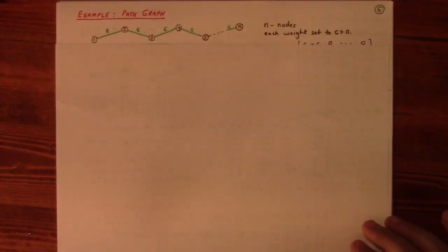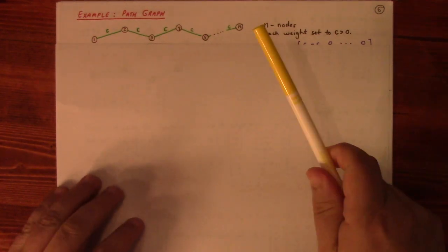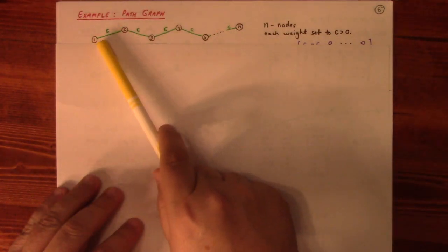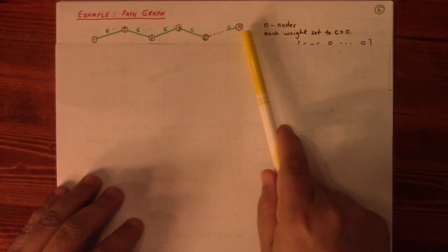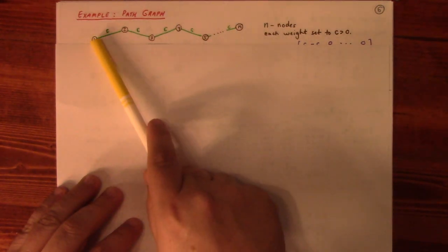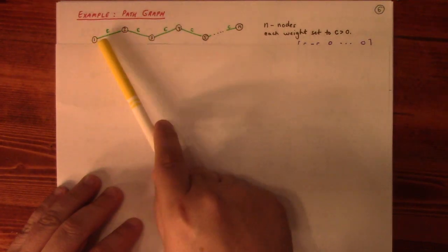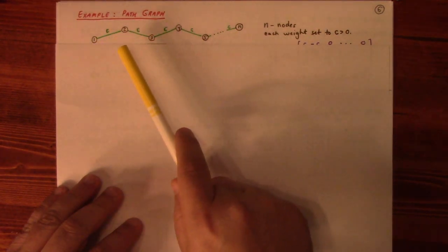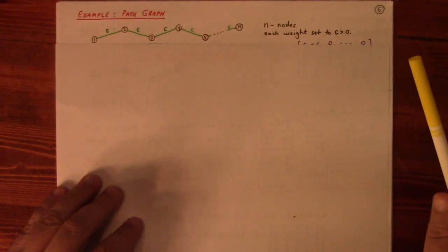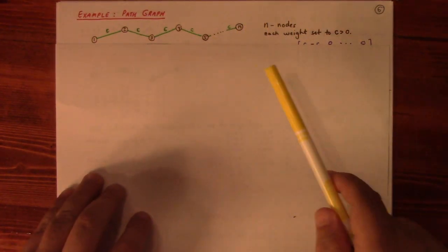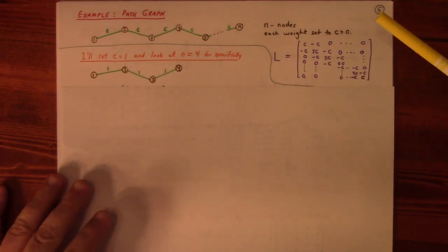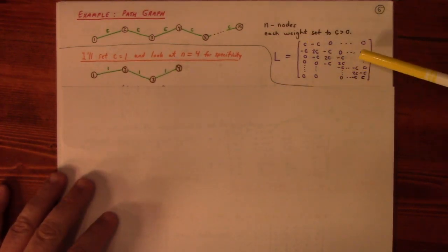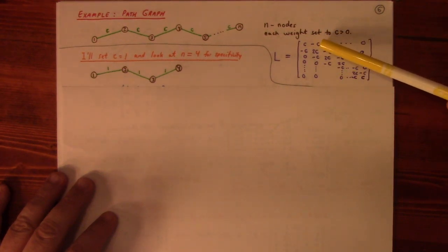The path graph. So the path graph is what it sounds like. We have 1, 2, 3, and 4, and 5, all the way out to n nodes, or vertices if you like, each connected by an edge. The first and the last are a little bit different, and correspondingly the Laplace matrix here has the first and the last column a little bit different than all the ones in the middle. All the ones in the middle have 3 non-zero entries.